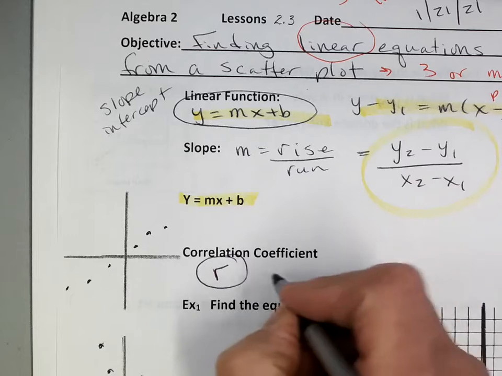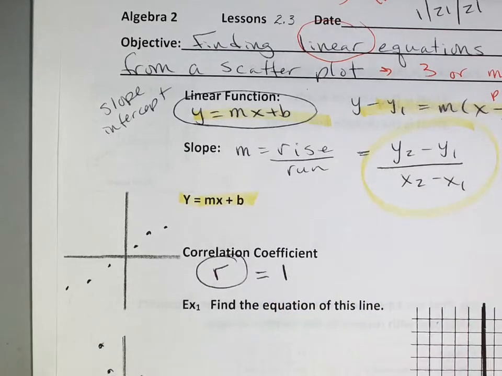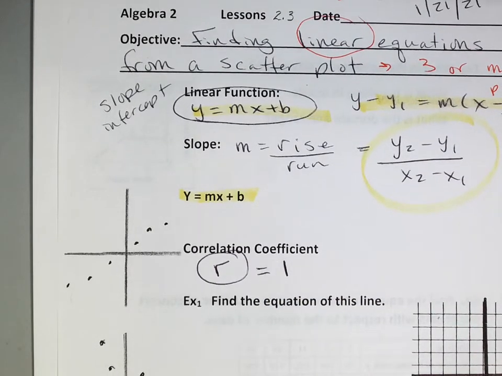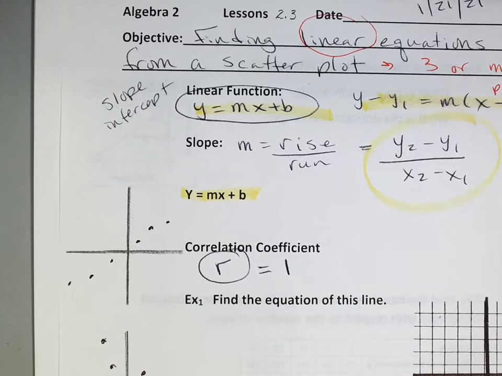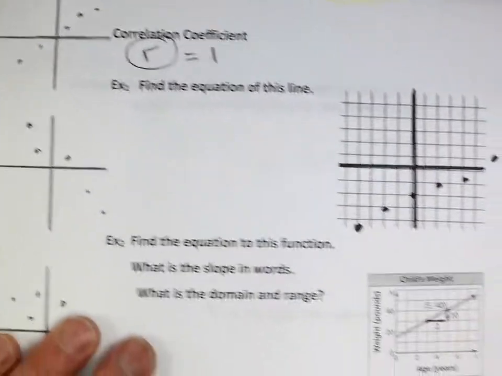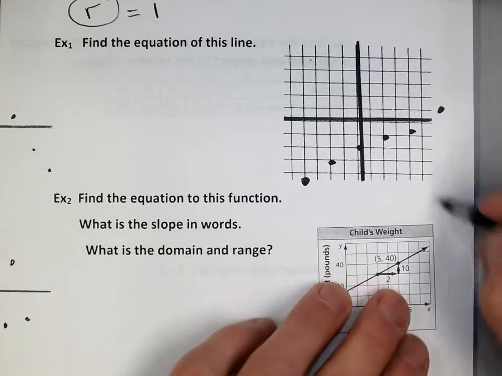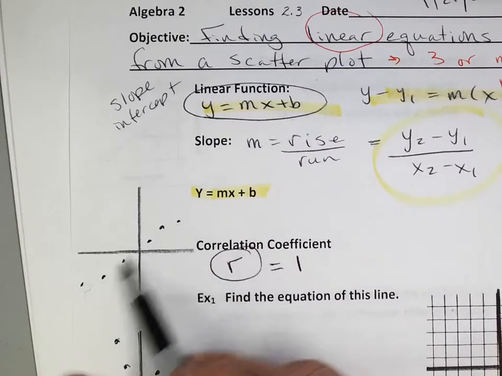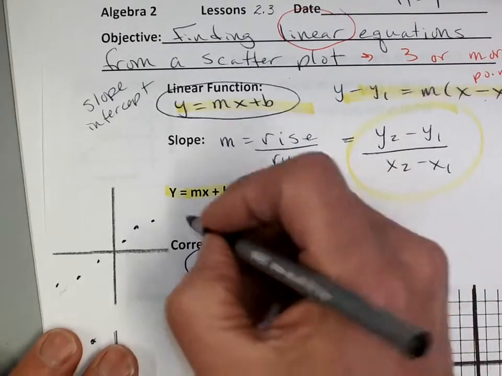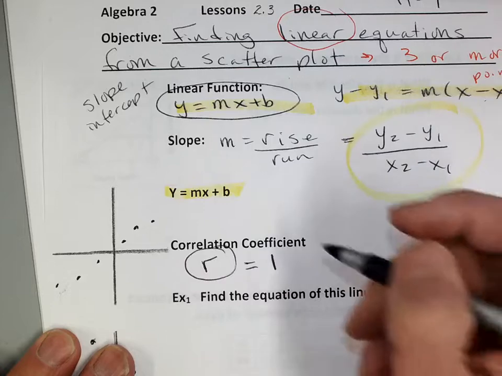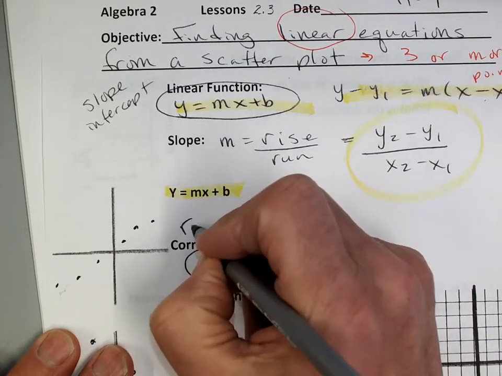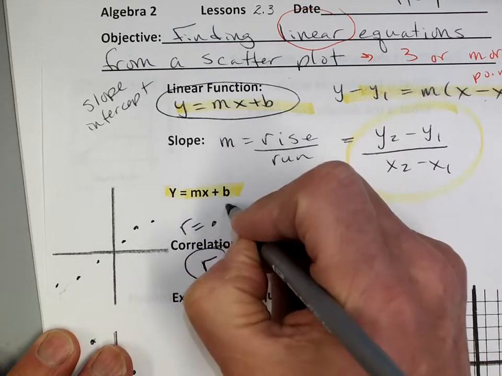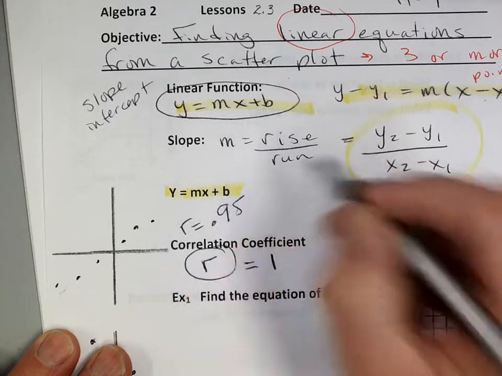In this case, if R is equal to 1, it's a perfectly straight line. Like in this graph right here, R would definitely be 1 because that's perfectly straight. This one here is probably close to 1. The correlation coefficient of this one might be 0.9, maybe even 0.95. I'm just going to guess R is equal to 0.95.